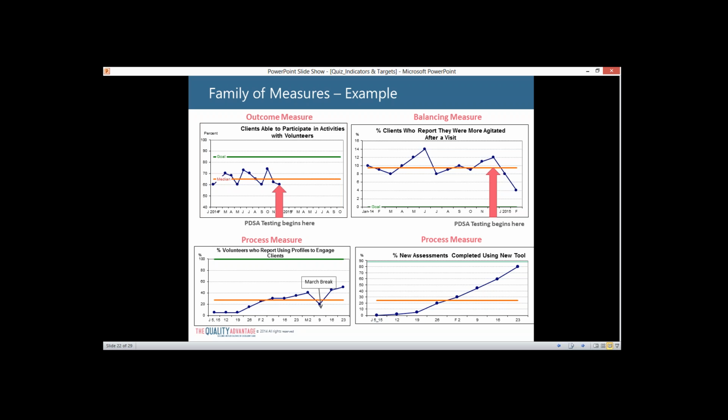And so the volunteers weren't necessarily being given the profiles, so the team needs to figure out a way of ensuring that these are still provided even when the person responsible is away on holiday. You can see that these data are being reported out on a weekly basis. And similarly, the same kind of chart for the process measure on the right. New assessments that are being completed with a new tool that was devised for this project. And you can see that the goal for both of these is 90 to 100%.